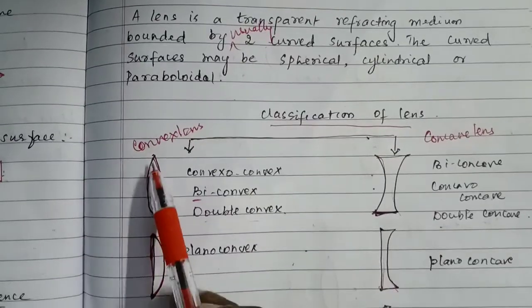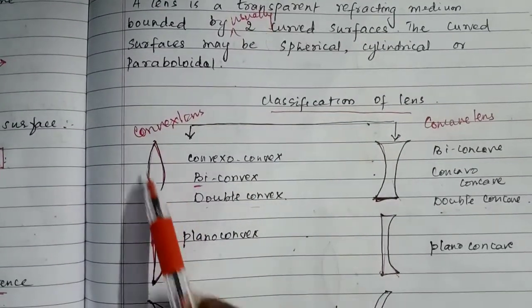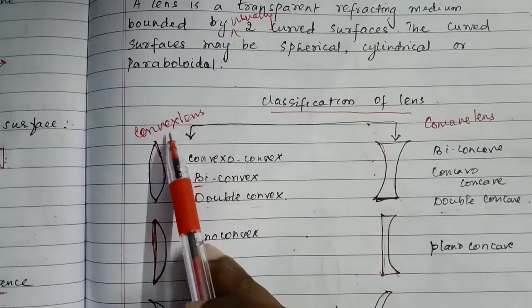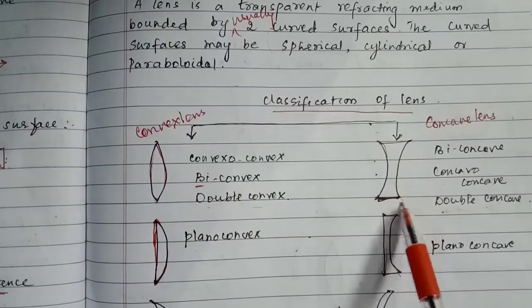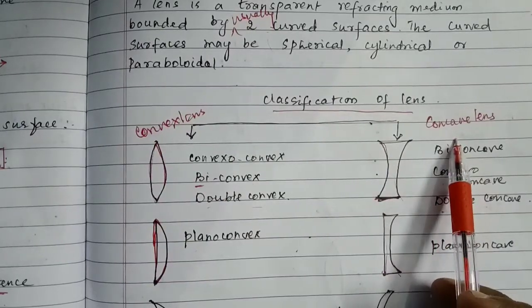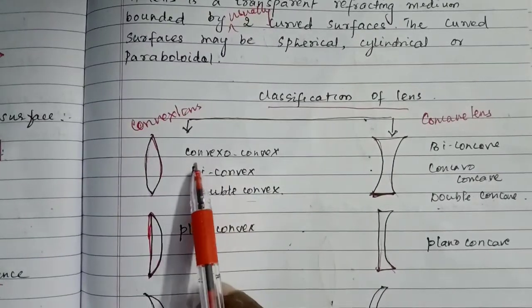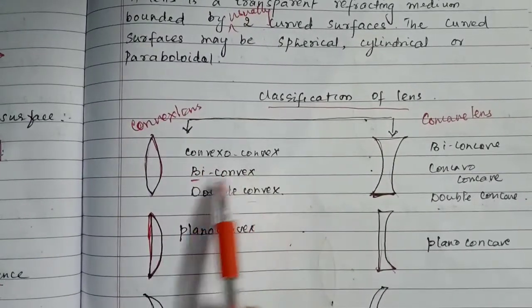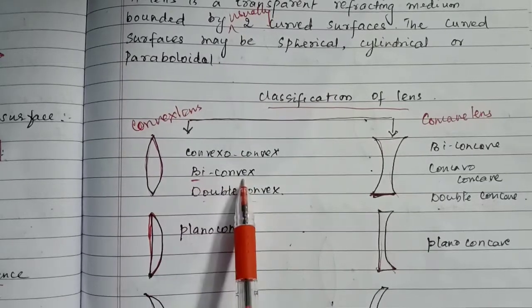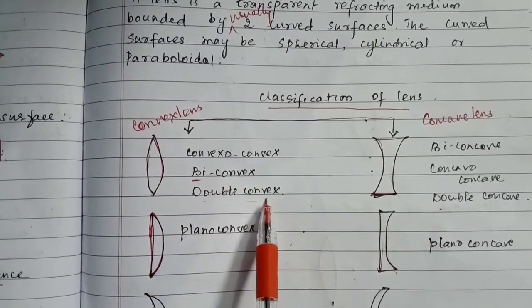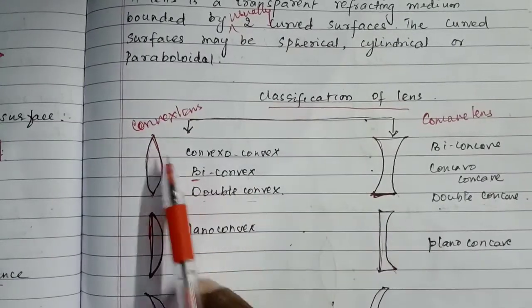If both the surfaces are having convex shape, we call it convex lens. If both are concave, we call it concave lens. What are the other names of convex lens? Convexo-convex, biconvex, bi means two, both sides convex, or double convex. We usually use the term convex lens.